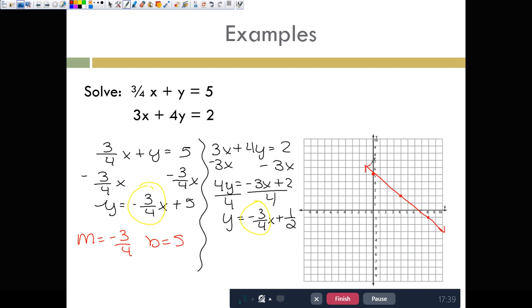And then my next equation, my m is negative 3/4, and my b is 1/2. So I'm going to start at 1/2, and then I'm going to go down 3, 1, 2, 3, and over 4, 1, 2, 3, 4. And draw my line. And you can see that they are parallel and they do not intersect. So that means that this is no solution.